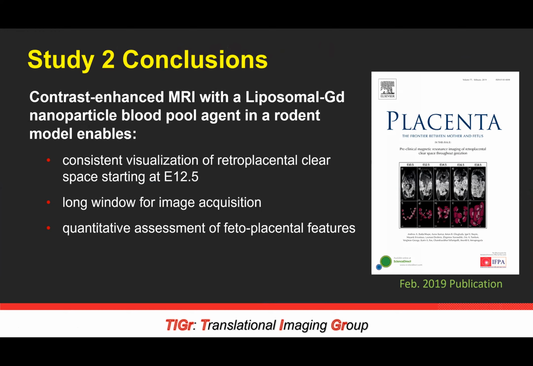We found in this study that contrast-enhanced MRI with a liposomal gadolinium agent enables, in rodent models, consistent visualization of the RPCS starting at day 12, enables a long window for image acquisition using this blood pool agent, and enables a quantitative assessment of fetal placental features, particularly anatomical features. And this is one of the few studies that I've seen in literature that really looks at gestational development in that second half of gestation using imaging, which I think is really valuable for other researchers to look at.